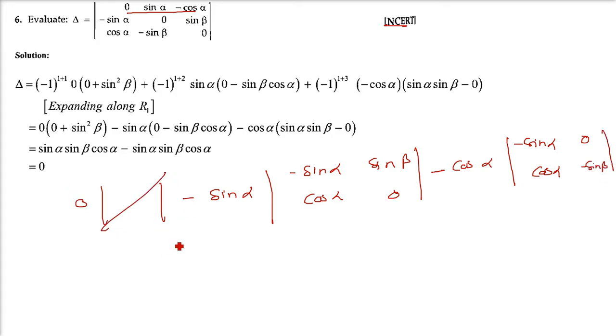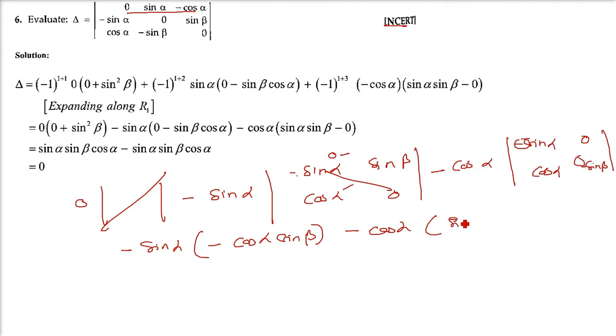So it is 0, so just remove it. Now sin alpha, this is going to be 0 and 0 minus. See, it will be 0 minus sin beta and cos alpha, so it will be negative. So negative cos alpha sin beta, minus cos alpha, and this is going to be minus sin alpha and minus sin beta. Minus becomes plus, so it will be sin alpha and sin beta. And this is going to be 0, so just leave it.